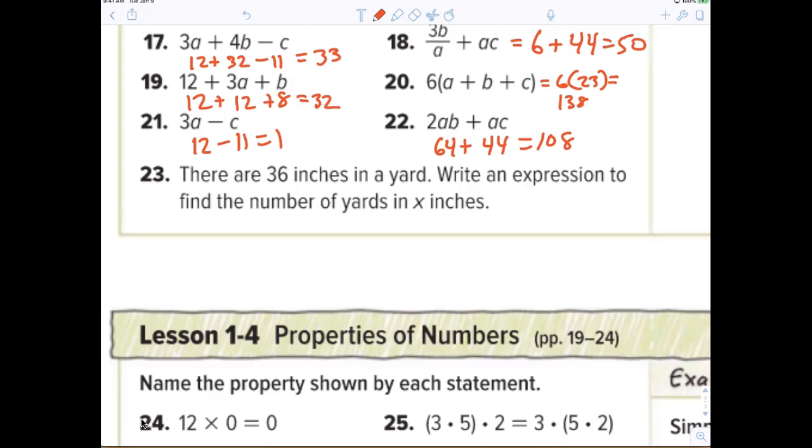If there are 36 inches in a yard, write an expression to find the number of yards in X inches. All right, so we're taking all the inches and we're grouping them in what? 36. So I always try to tell kids when you're grouping things, you're actually dividing. So the correct answer for 23 was X divided by 36.